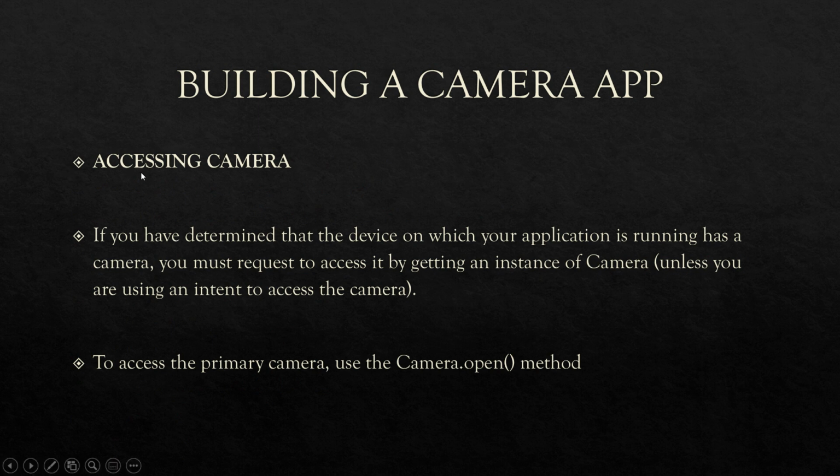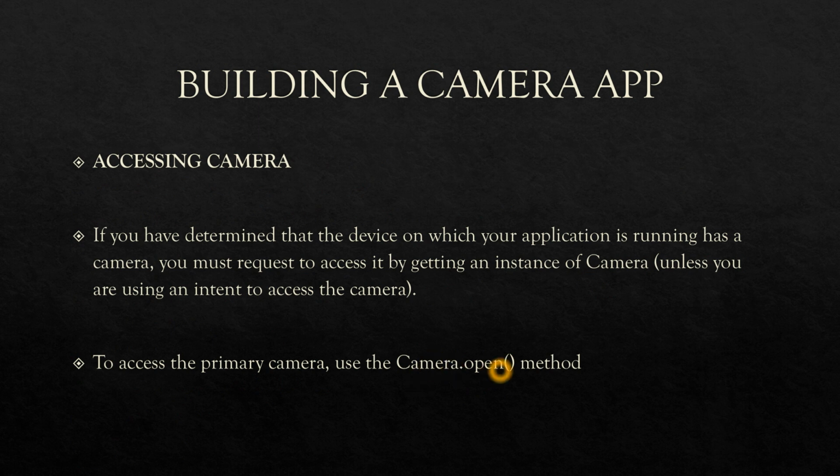Once we check that, we need to access that camera, right? If our device is having a camera, we need to access that. For that we have to get an instance of camera, and we will use the camera dot open method. The camera dot open method we use before Android 9, that is before Android Pie. From Android 9 onwards, that is from Android Pie onwards, we have to use camera 2 APIs. That is, instead of camera we have to use android dot hardware dot camera 2. So there are new camera 2 APIs introduced in the later versions of Android.